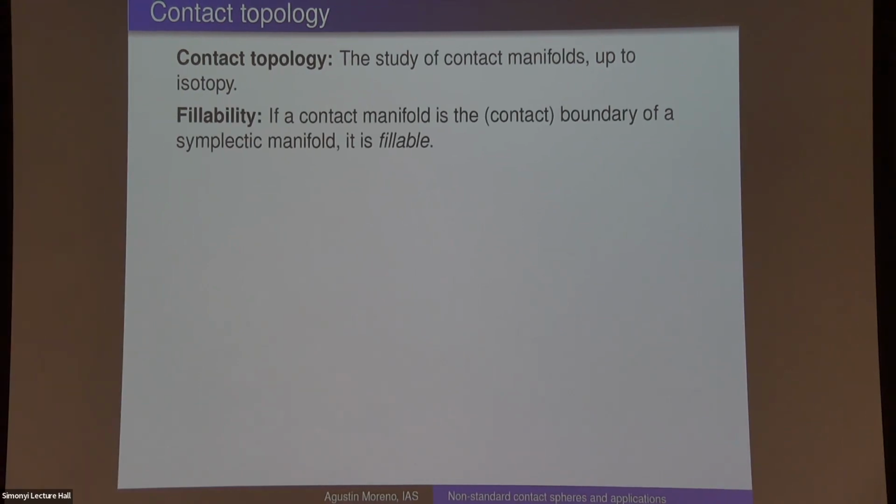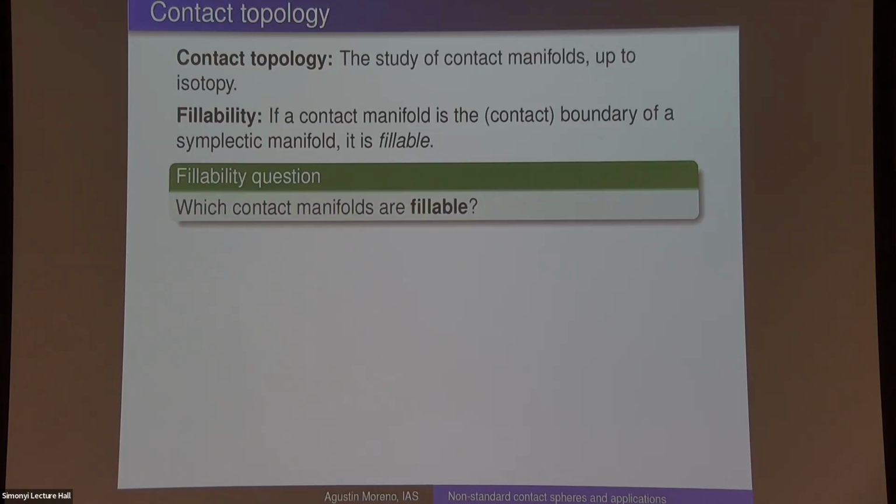And in this context, a way in which a contact manifold can arise is as the contact boundary of a symplectic manifold, in which case we say that it is filled. So the fillability question in contact topology consists precisely in determining which contact manifolds are fillable in this sense, and if so, we can try to classify all the arising fillings up to some certain notion of isomorphism.